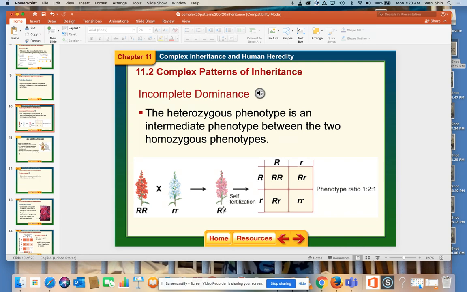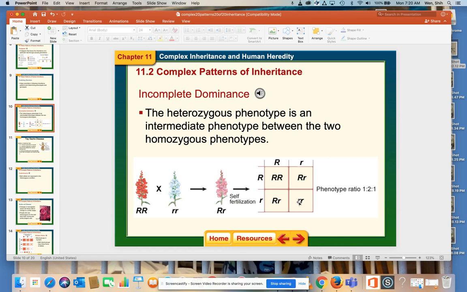So if you were to take two plants that are big R little r, so two pink plants, and you fertilize them together, what you're going to notice is a nice phenotypic ratio of 1 to 2 to 1. So this one will result in a red flower, these two will result in a pink flower, and this one results in a white flower. Normally, what we see in a dominant recessive relationship, the phenotypic ratio would have been a 3 to 1. But in incomplete dominance, that's not what occurs.